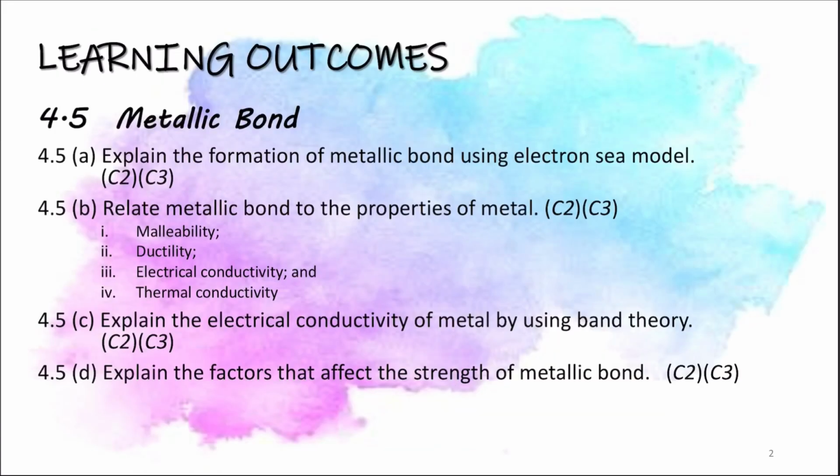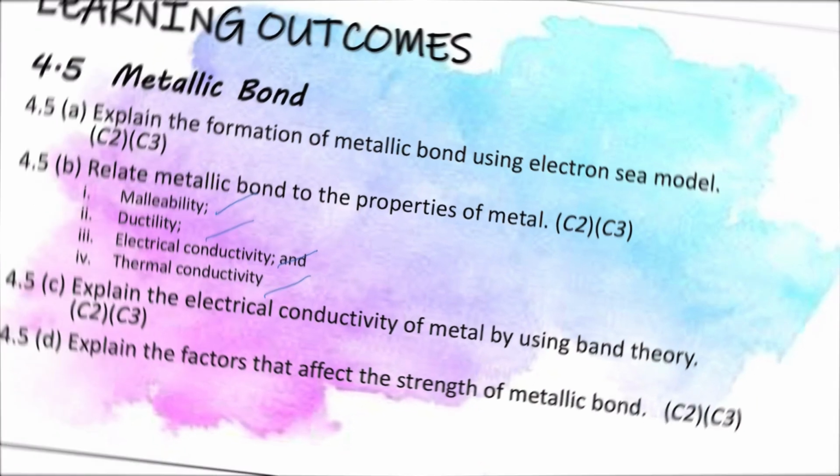This chapter you are needed to explain the formation of metallic bond by using electron sea model. The next one, you have to relate the metallic bond to the properties of metal, where there are 4 of them. And the next one, we are going to explain the electrical conductivity of metal by using band theory, and also the factors that affect the strength of metallic bond.